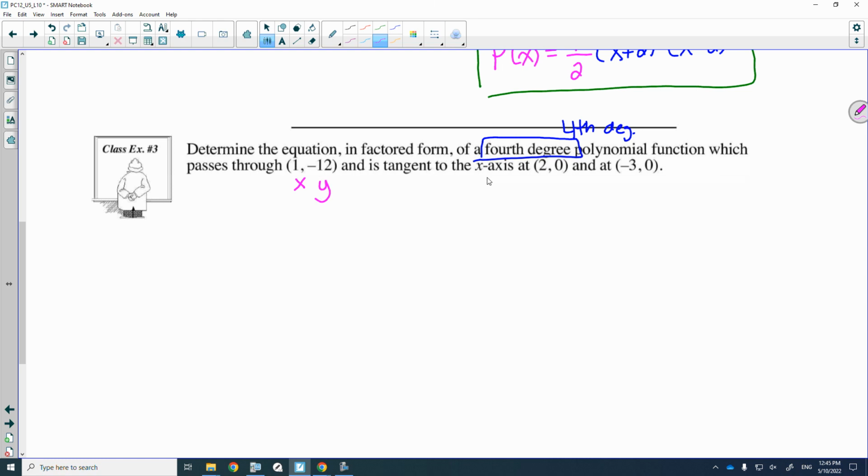And then look at this. It's tangent to the x-axis at this point and this point. So remember that tangent to the x-axis at 2 would be this, right? That's what tangent to the x-axis at 2 would be. So what we need to realize is what would the factor be that would give you that?